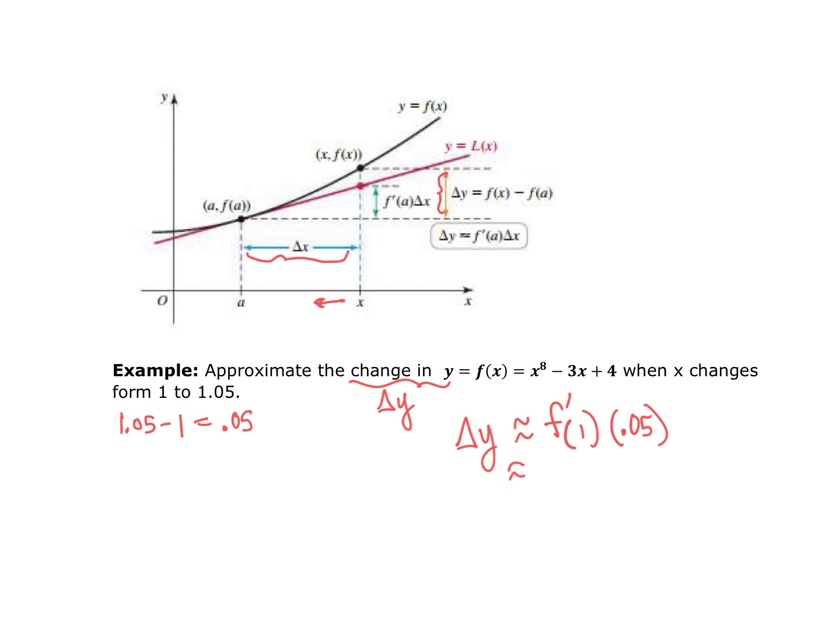So in this particular case, if I evaluate my derivative, f prime of x will be 8x to the 7th minus 3, and we find f prime at 1, we'll get 5. So we're going to get 5 times 0.05 for a total of 0.25.